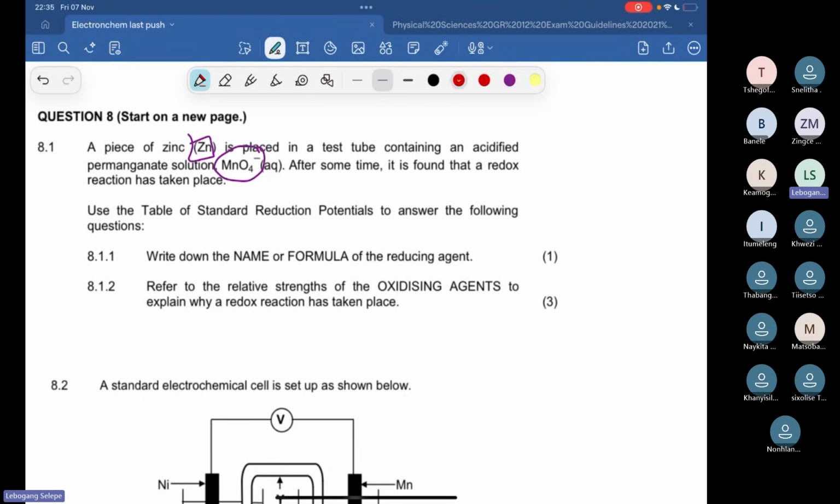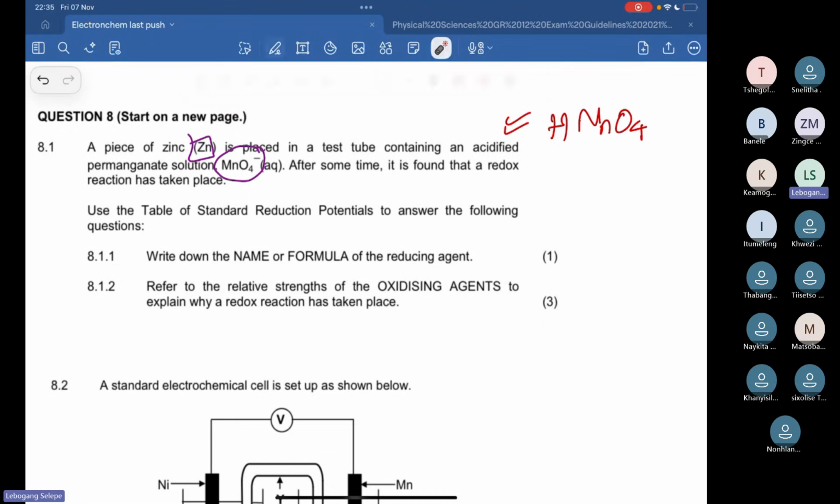The trick is that they said that it's acidified. So it being acidified means that it has hydrogen, right? So basically it's HMnO4 minus. Oh, so the solution that they placed the zinc metal in is HMnO4, right? So you already know, okay, my ion is hydrogen and my metal is Zn.